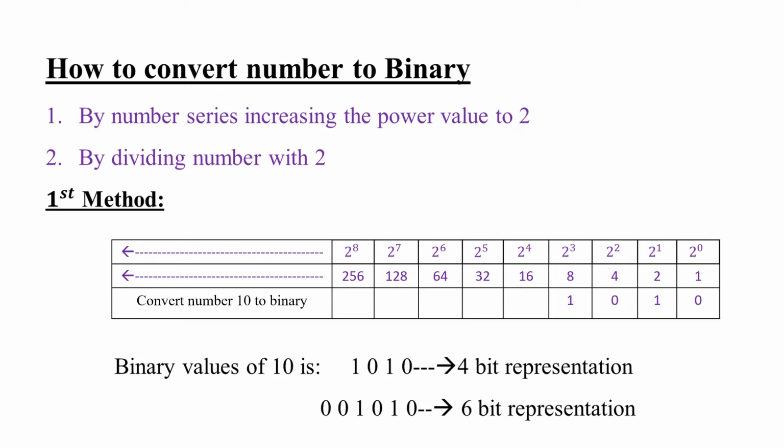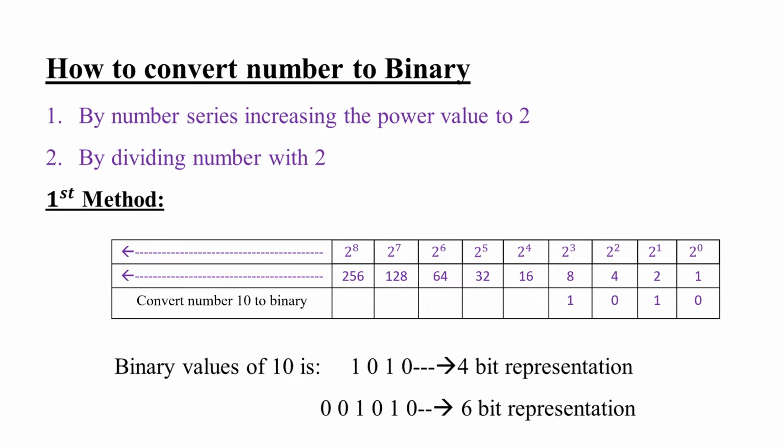There are two methods. First one, by number series, increasing the power value of 2. Second, by dividing the number by 2. First we'll discuss the first method. Here we can see the table from right to left. The power values of 2 increase by one each time: 2 power 0, 2 power 1, 2 power 2, 2 power 3, 2 power 4, 2 power 5 and so on. And the values of these powers are 1, 2, 4, 8, 16, 32 and so on.